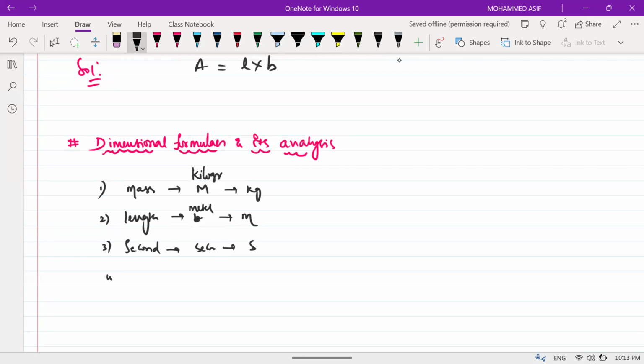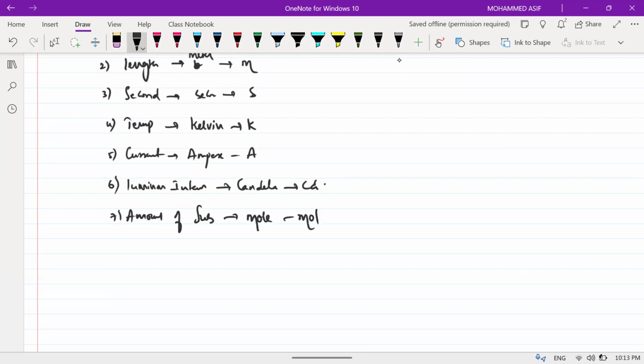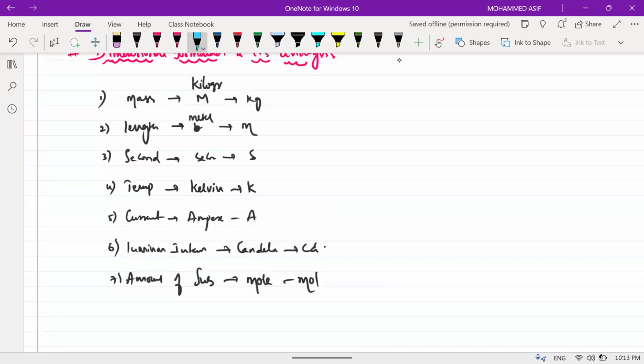Next one, temperature, represented by Kelvin, unit symbol K. After that, current, unit is ampere, represented by letter A. Sixth one, luminous intensity, unit candela, symbol cd. And seventh one is amount of substance, unit is mole, symbol mol. All these seven are fundamental units.